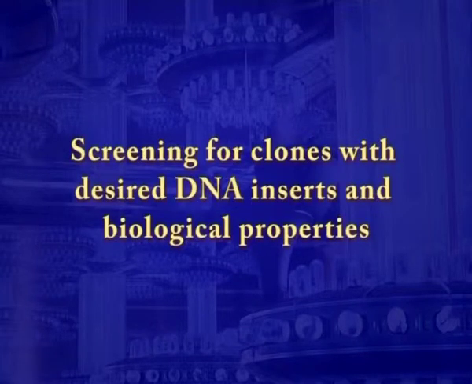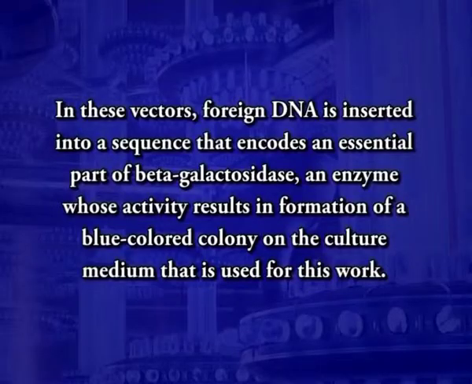Screening for clones with desired DNA inserts and biological properties. Modern bacterial cloning vectors use the blue-white screening system to distinguish colonies or clones of transgenic cells from those that contain the parental vector, that is, vector DNA with no recombinant sequence inserted. In these vectors, foreign DNA is inserted into a sequence that encodes an essential part of beta-galactosidase, an enzyme whose activity results in formation of a blue-colored colony on the culture medium that is used for this work.